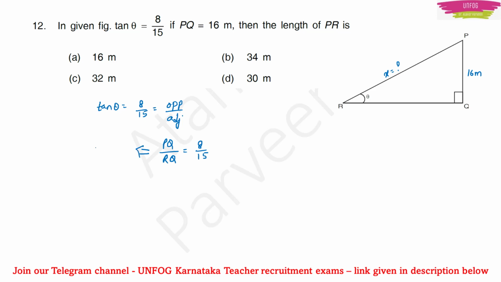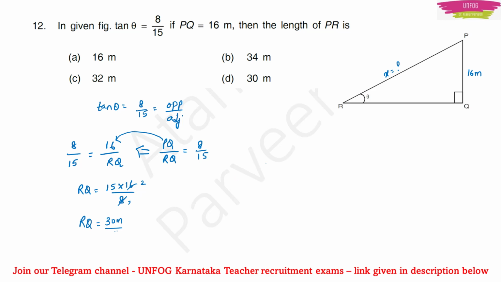So with this I can say that PQ is 16, right? 16 upon RQ. Correct? So this is also again 8 by 15 only. Correct? So with this I can find RQ, right? RQ is equal to 15 into 16 by 8. 8 ones are 8, 8 twos are 16. So RQ is equal to 30 meter I can say. Correct? Because they have given it in the question, right? PQ is 16. That's why I have done this.